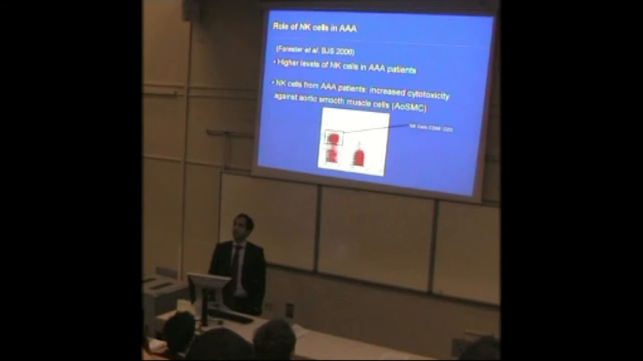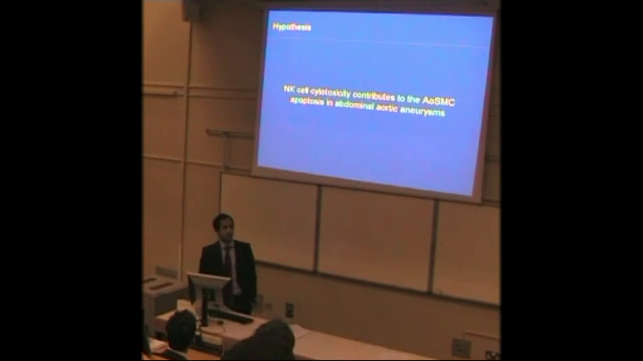Our group is interested in natural killer cells, or NK cells, which are a small but highly cytotoxic component of the infiltrate. We've previously made two findings: that there are high levels of these cells in patients with AAA compared to age-matched controls, and secondly, that NK cells isolated from patients with AAA display increased cytotoxicity against smooth muscle cells in an in vitro assay. Hence, our hypothesis is that NK cell cytotoxicity contributes to the autologous smooth muscle cell apoptosis that's observed in the aortic wall of AAAs.